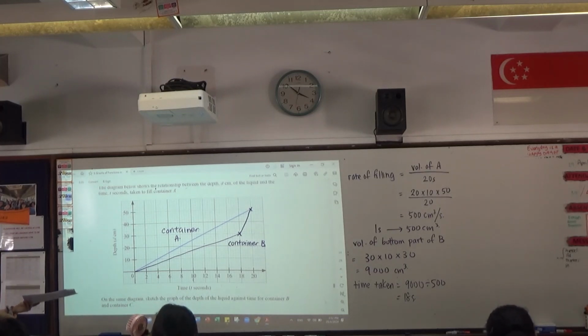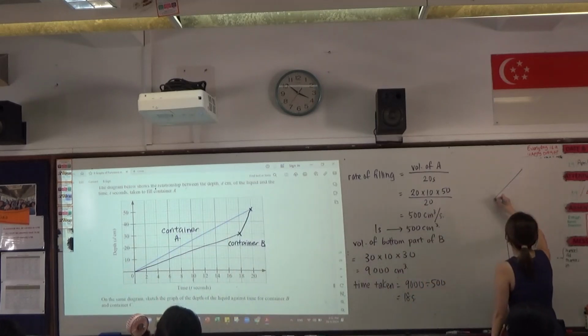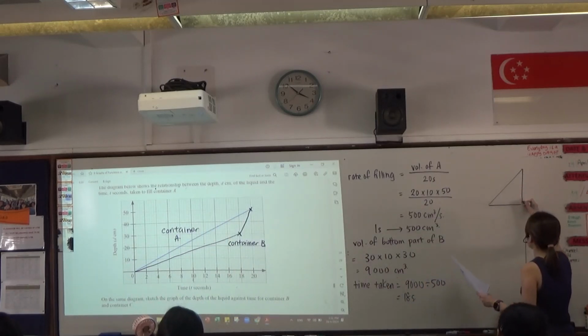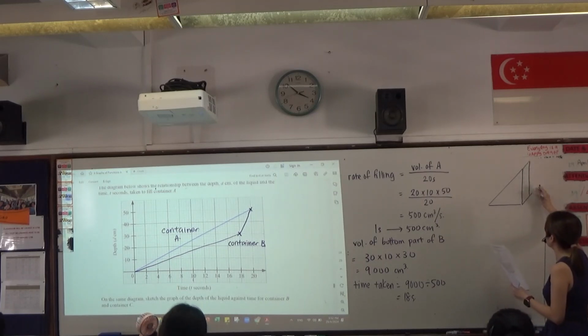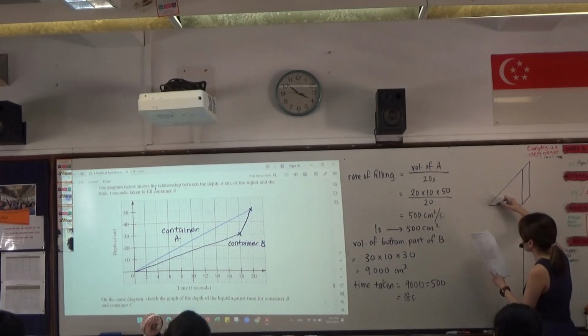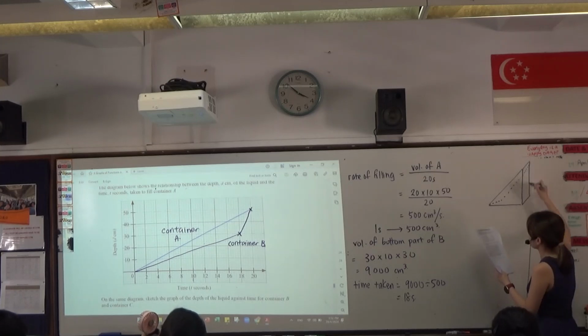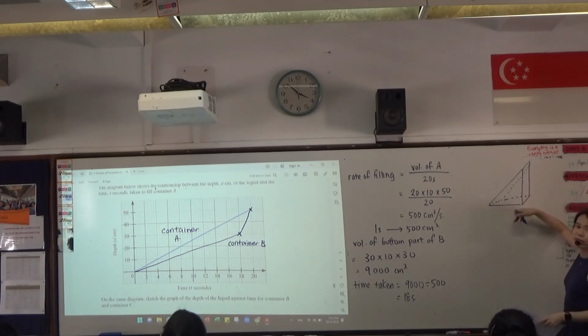Okay. For your container C, right? Because it is of this shape. Okay, it is not a uniform cross-sectional area. So you may not be able to draw it very well, but you get it in your notes. Okay? Because it is not a uniform cross-sectional area in which it is being filled up from the bottom all the way to the top.